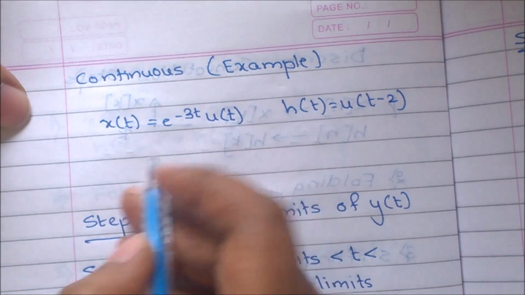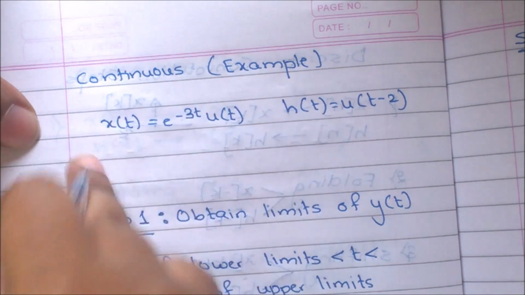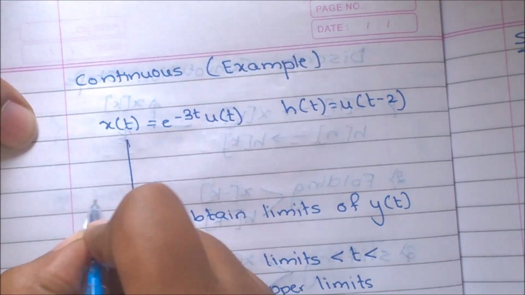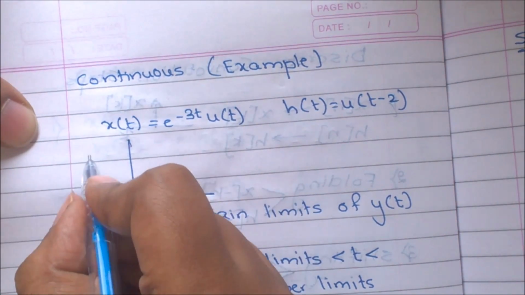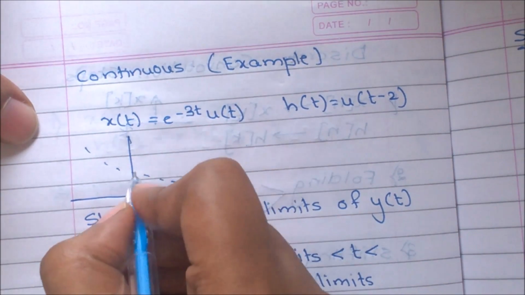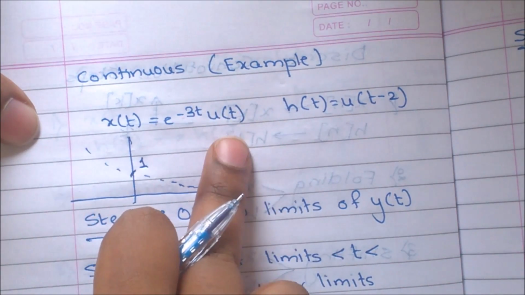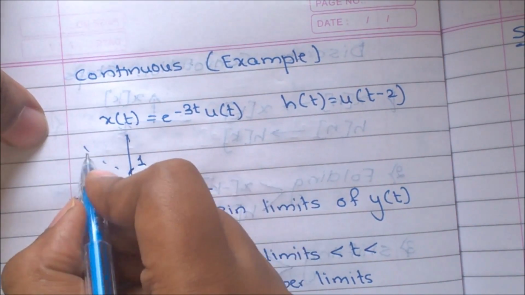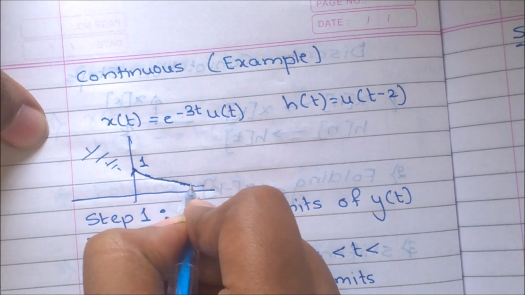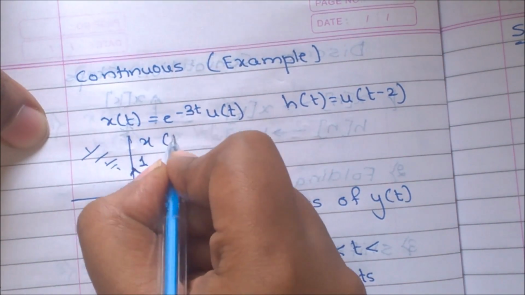Now how will we draw this signal? E raised to minus 3t is an exponential signal and it is a decaying one, something like this. And here the value is 1. And this is getting multiplied by u of t, so this part of the signal will not be there. Only this much part of the signal will be present. And this is t, this is x of t.